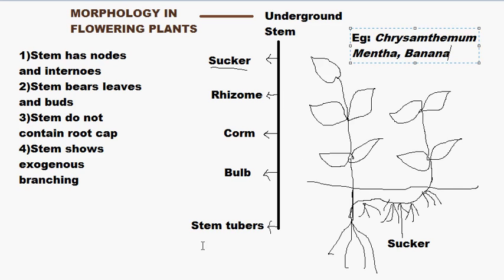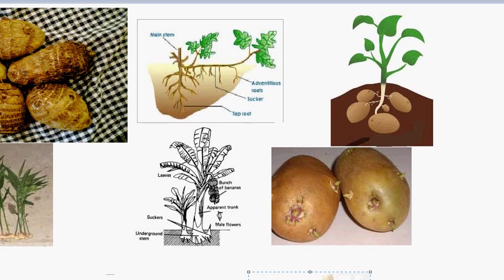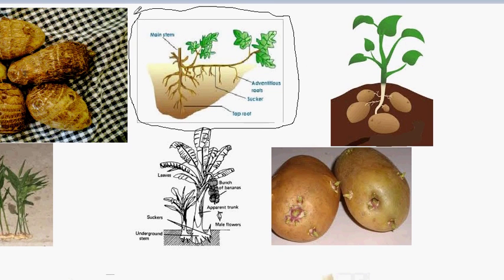I have put the pictures in a separate window. Let me open it. You can see these pictures, we are going to discuss them. Let us focus on this picture over here. This picture shows a pretty good diagram of the sucker. You can see quite well that this is the main stem, and under the ground, under the soil, this structure which has developed is the sucker.